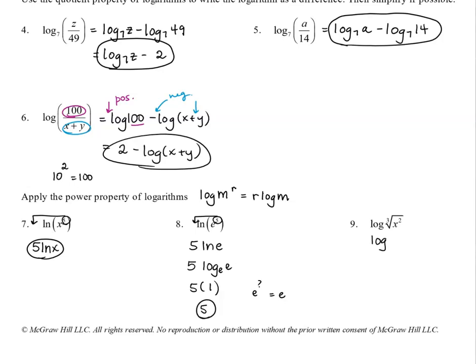I'm going to start example 9 by rewriting the cube root of x squared as x to the 2/3. Generally speaking, the mth root of x to the n is x to the n divided by m. Now that I have this written like this, we can see the exponent of 2/3. That exponent can come down in front of this logarithm and leave us with 2/3 log x.